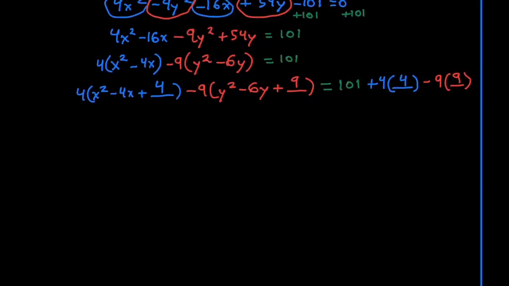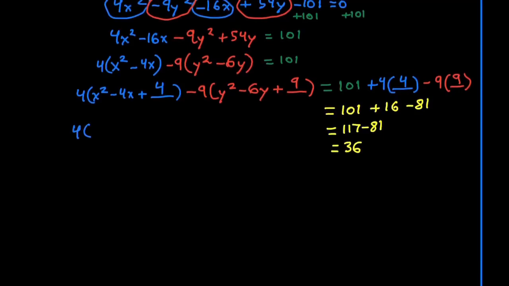What you want to do now is factor the left side and simplify the right side. On the right side, we have 101. This is the same as 16, and this is 81. If you add the 101 with the 16, that's 117. And then if you subtract 81 from that, you got 36. On the left side, we'll leave the 4 on the outside. I'll show 2 different ways to do it.